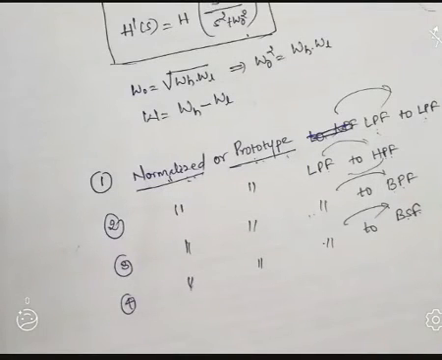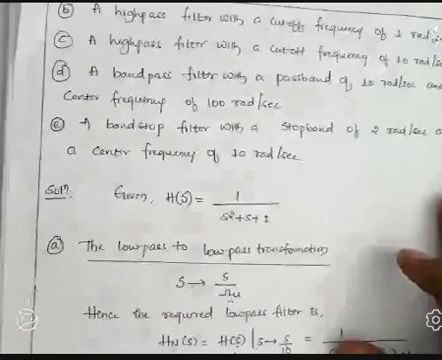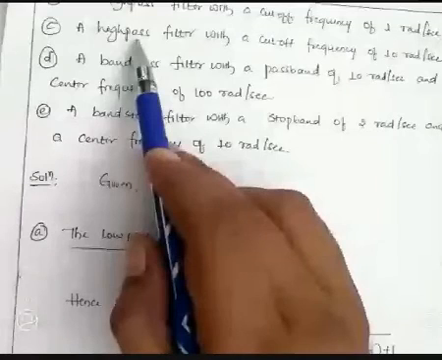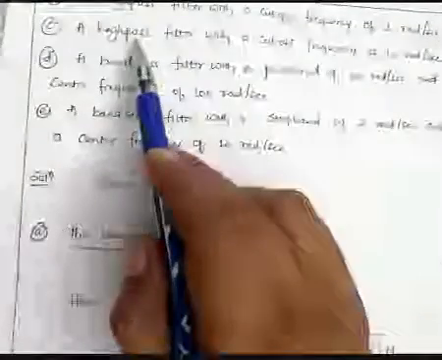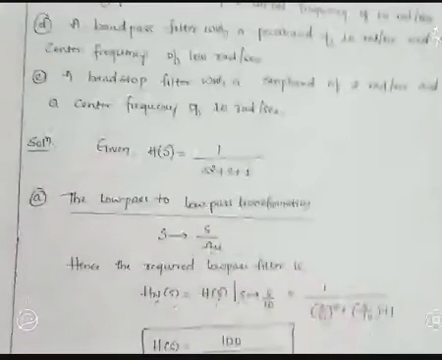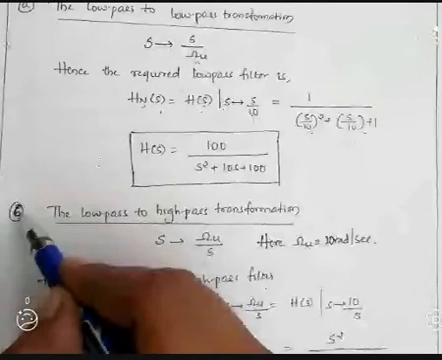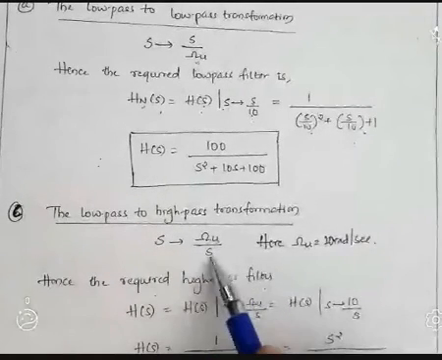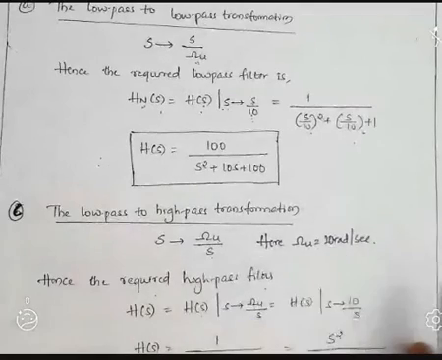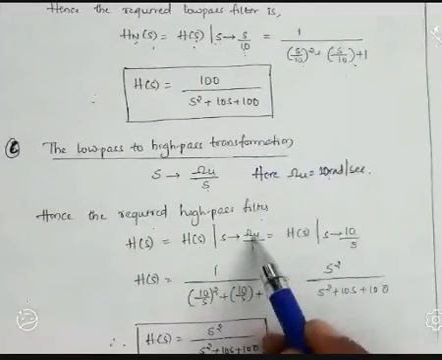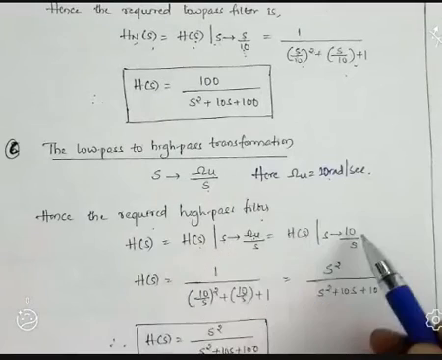Coming to the C bit, transformation from a normalized low pass filter to a high pass filter with cutoff 10 radians per second. Here S is replaced by omega u by S, where omega u equals 10 radians per second. So wherever s is there, substitute s is replaced by 10 by s.